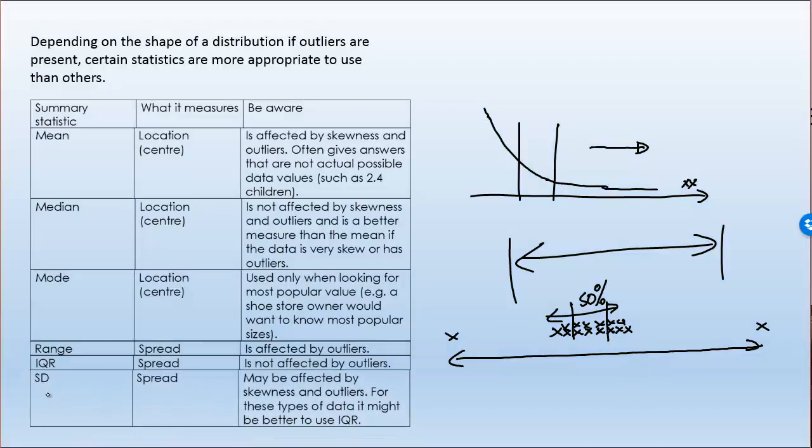Finally, we have the standard deviation, which we know measures dispersion, and it's one that we've met quite recently, and we only really need to know how to calculate it on the calculator. But like the mean, the standard deviation uses every single data value, so it may be affected by skewness and outliers. For these types of data, it might be better to use the interquartile range. But with all of these things in statistics, there's a bit of a judgment call.